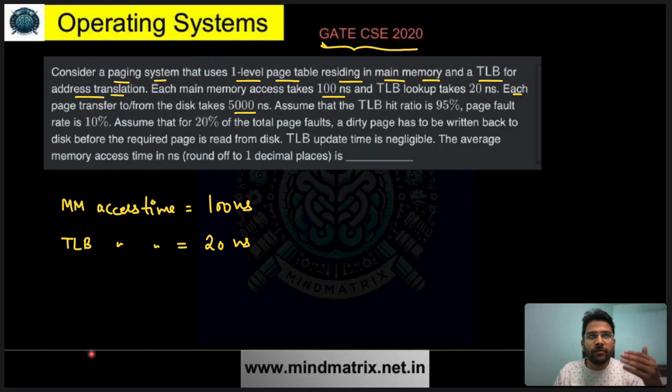Or if, let's say, the page is dirty and modified, in that case you are going to write the updated page to the secondary memory. That means from main memory to secondary memory, you are going to write that page. So you are basically doing a page transfer, and it will also take 5,000 nanoseconds. Page transfer to or from the disk takes 5,000 nanoseconds, that is given in the question. Assume that the TLB hit ratio is 95%. The TLB hit ratio is given to us, that is 95%. Fine. And the page fault rate is also given to us.